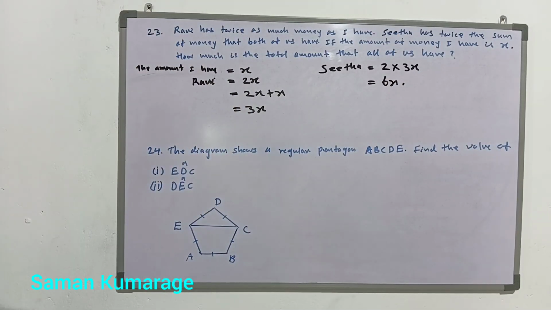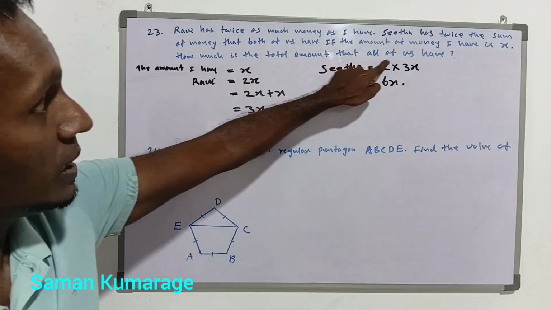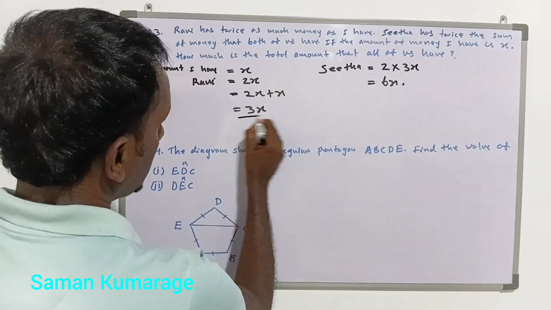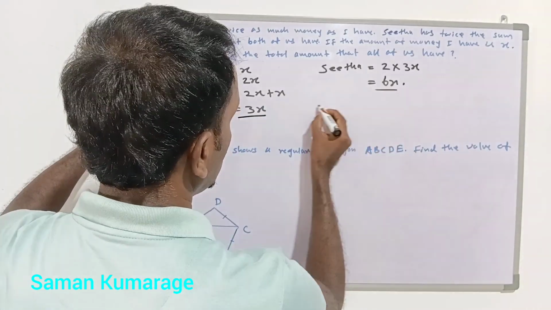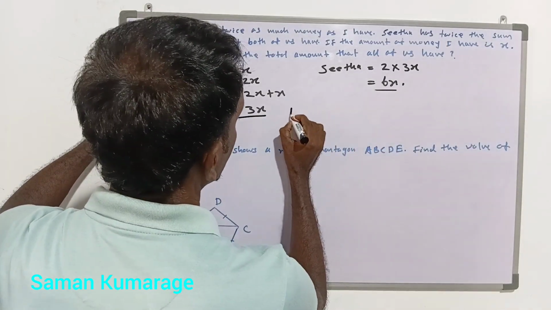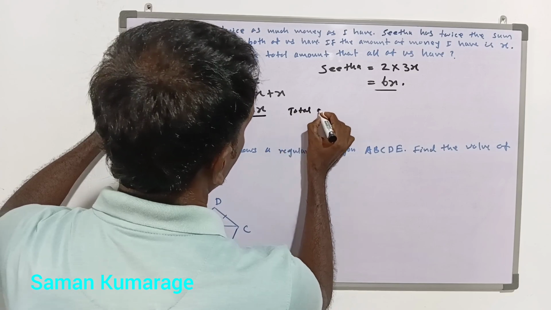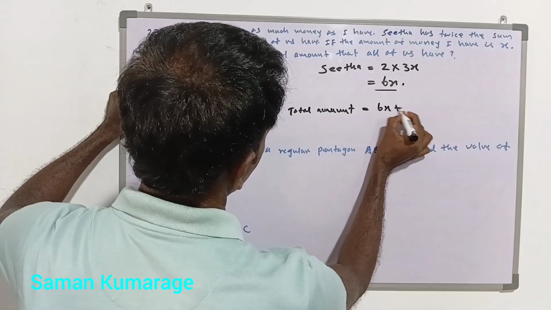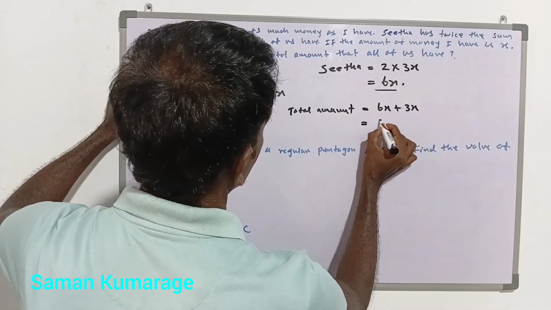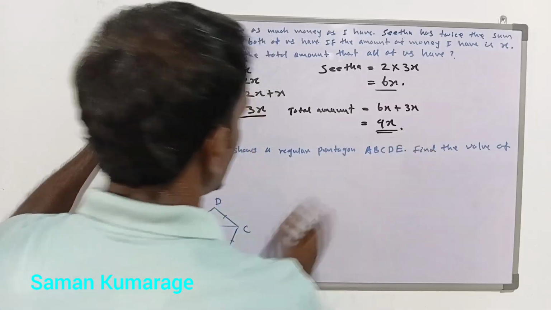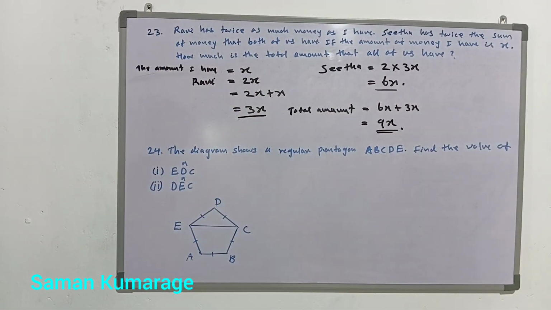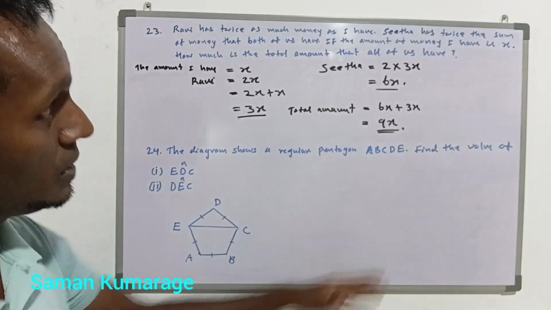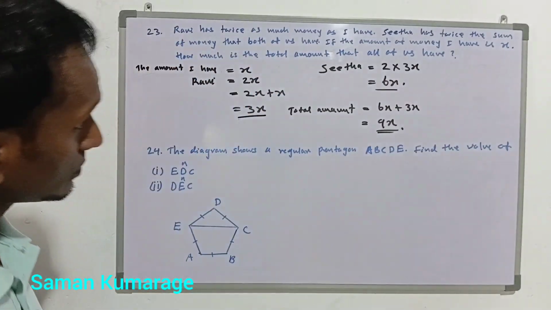Now they are asking the total amount that all of us have. So for the total amount we have to add this and this together. Total amount, 6x plus 3x equals 9x. This is the answer. Maybe due to a printing mistake they have not mentioned the currency. It's okay.